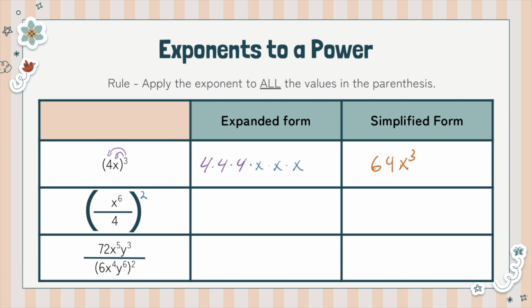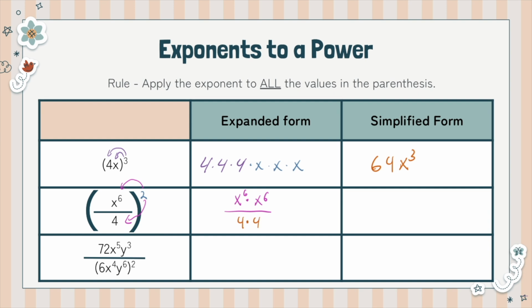Now our second one there, we've got 2x to the 6th over 4, and that's going to be to the second power. But again, we're going to take that exponent and make sure that we apply it to everything, both on the numerator and the denominator, because it's everything inside the parentheses. So we have 2x to the 6th on the top, so x to the 6th here, times x to the 6th here on the top, and we're going to have 4 times 4 on the bottom, because again, we've got 2 of each of the things.